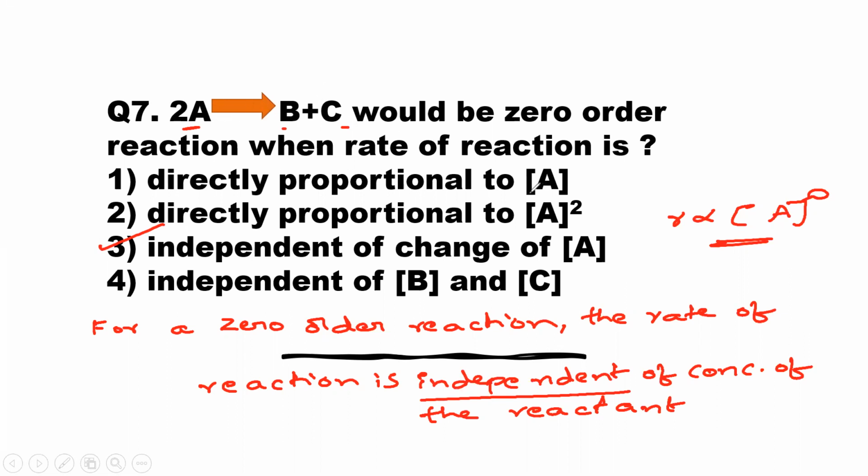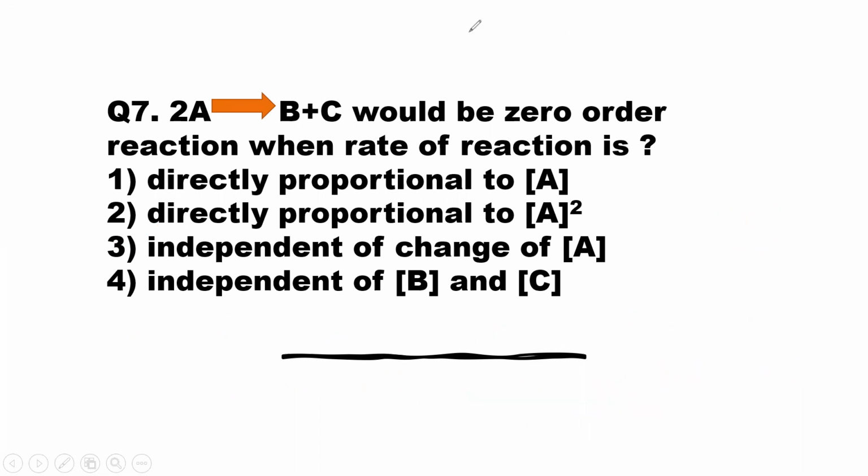And in a zero order reaction, the rate of reaction is independent of concentration of reactant. I hope it is clear. So the answer is the third option, independent of change of concentration of A, because A is the only reactant.